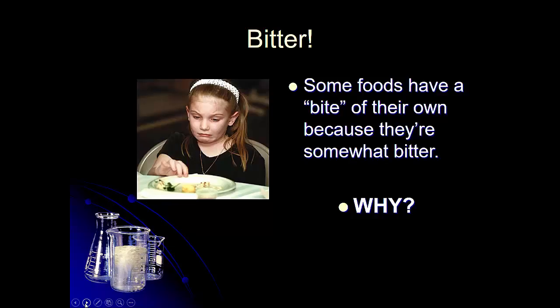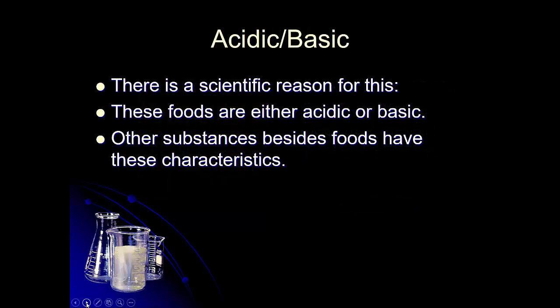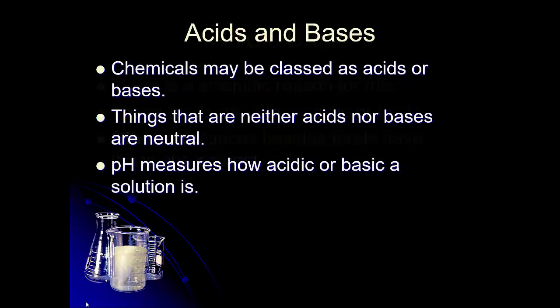The bitterness makes us go, ugh, mainly because most things that are poisonous for us are bitter. But as we said, the scientific reason for this is that the foods are either acidic or basic. Other substances besides food also have these characteristics. Chemicals can be classed as acids or bases depending on certain characteristics. If something is not an acid or a base, it is considered to be neutral.